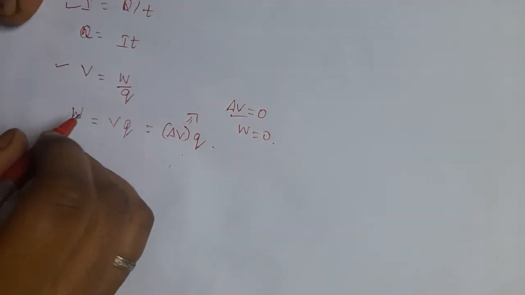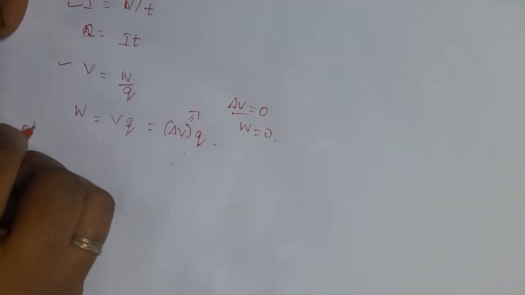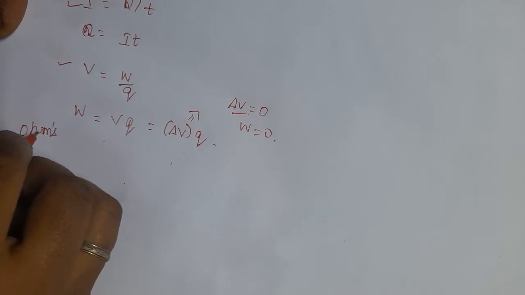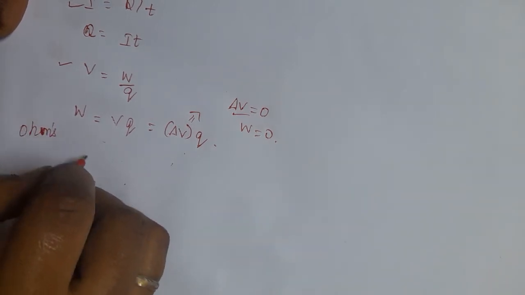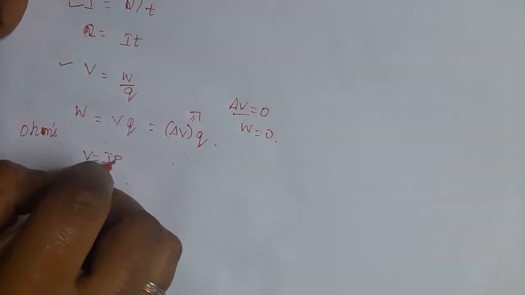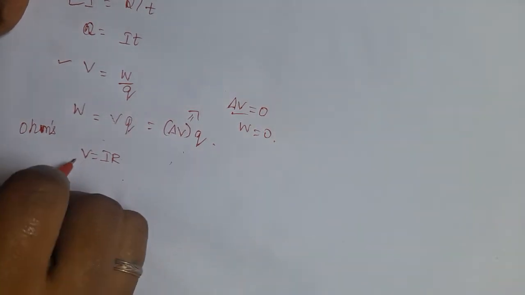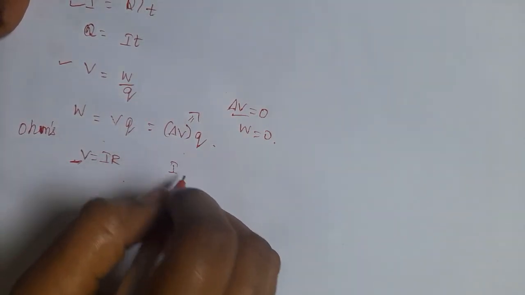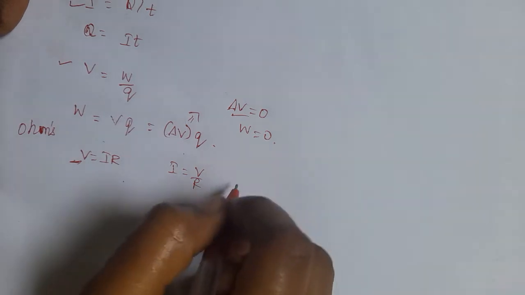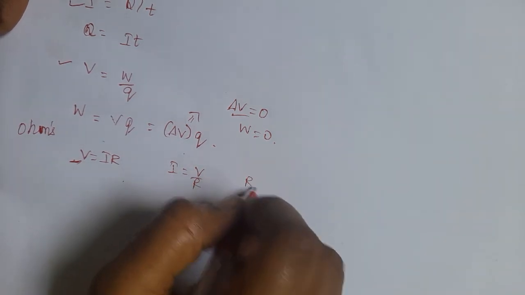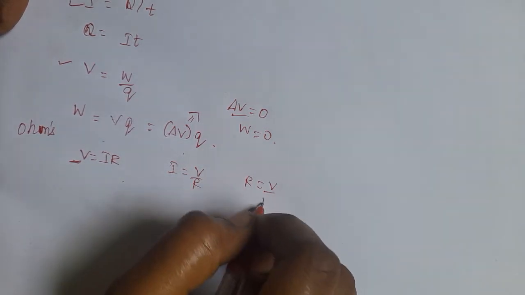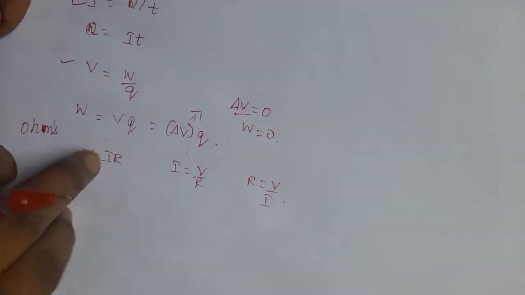The next one is Ohm's law. Ohm's law is nothing but V is equal to IR. By using this formula we can get I is equal to V by R, or if you want to find out R, you can get V by I. Any formula you can get from this.